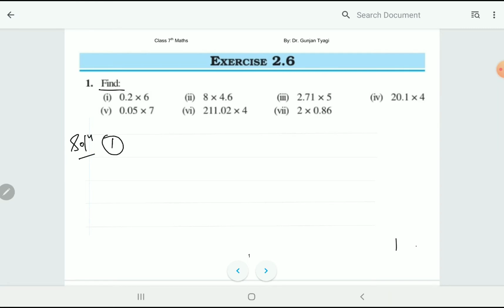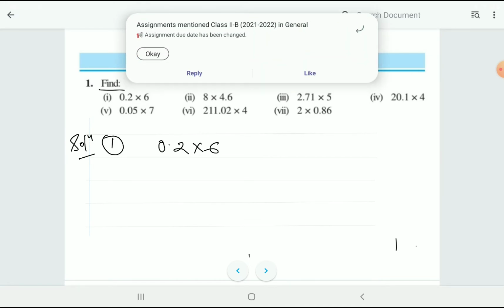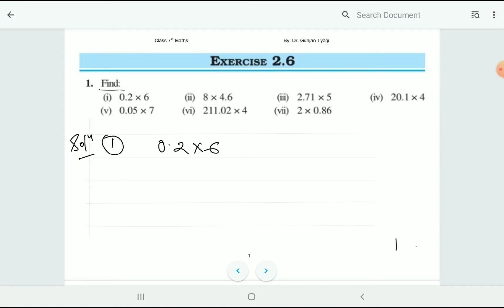Find, you will have to calculate the value of these products. So first is 0.2 multiply 6. As I told you, there are two methods for the multiplication of decimals. In the first method you can convert the decimal number into a fraction, then do the multiplication, and after that the result you get in fractions, you will have to convert into decimal again. Let's do it.